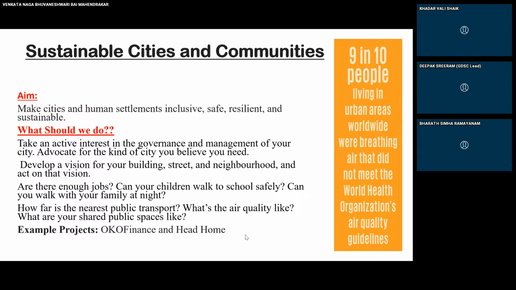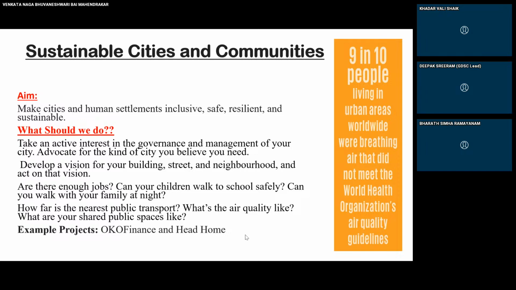If you have miscommunications, if you have less networking, that will not help in community growth. So this is what this goal speaks about. If you like this particular problem statement, then you should take an active interest in governance and management of your city. Not about the city, just first start managing your society, and advocate for the kind of city you believe in, you believe you need.